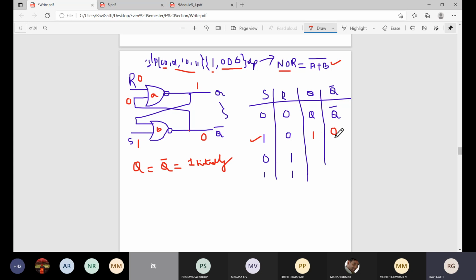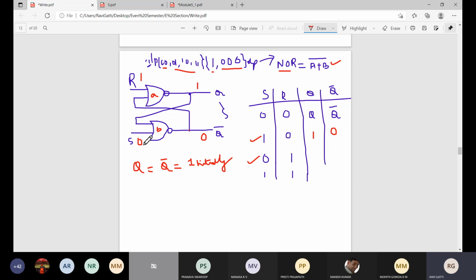Now let us take the second case, 0 1. So we are taking S equal to 0 and R equal to 1. Now you can see 1 is there in Q, and this we are feeding to the B terminal, 0 and 1. What is the output?